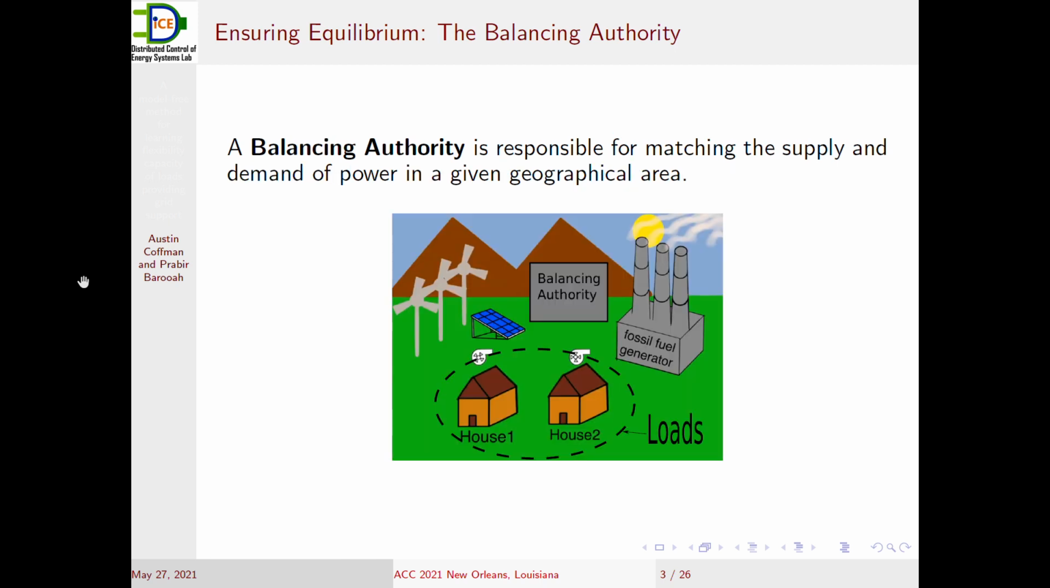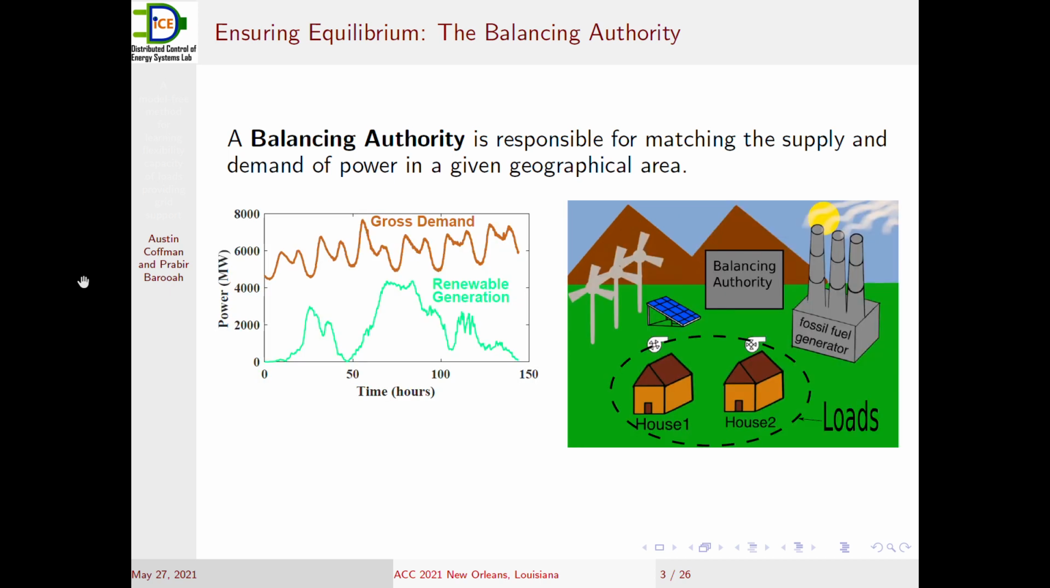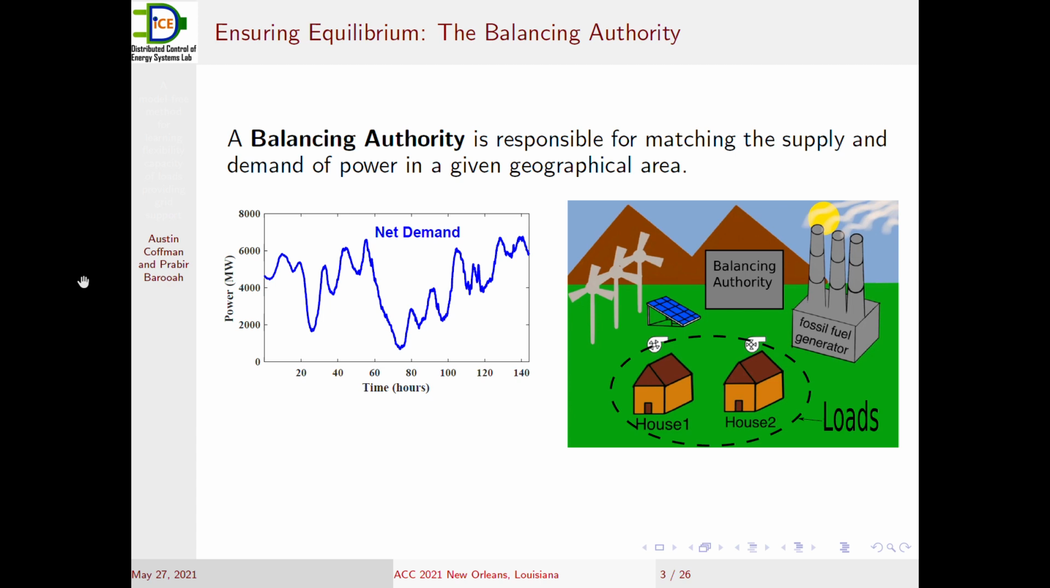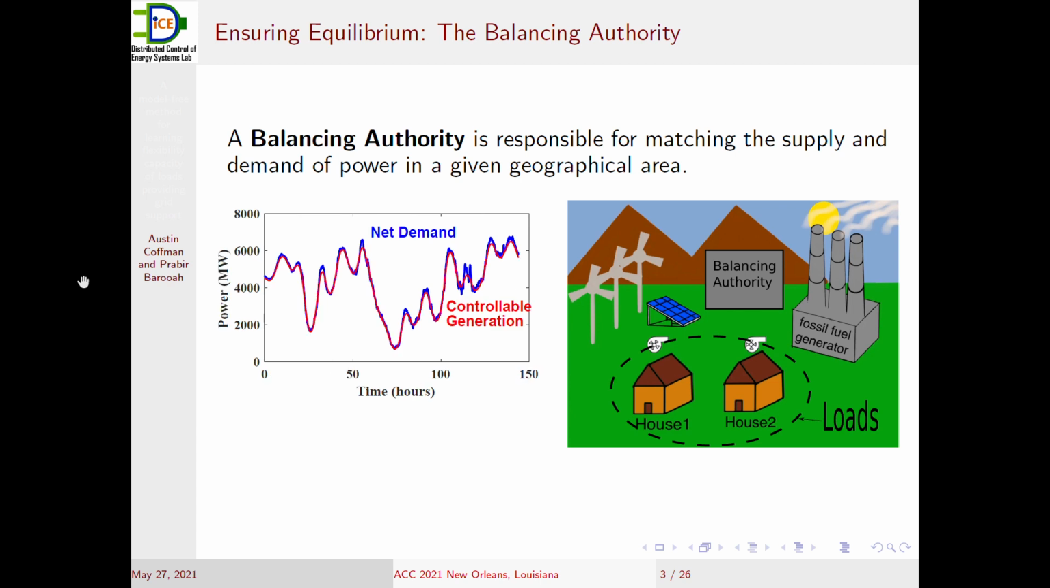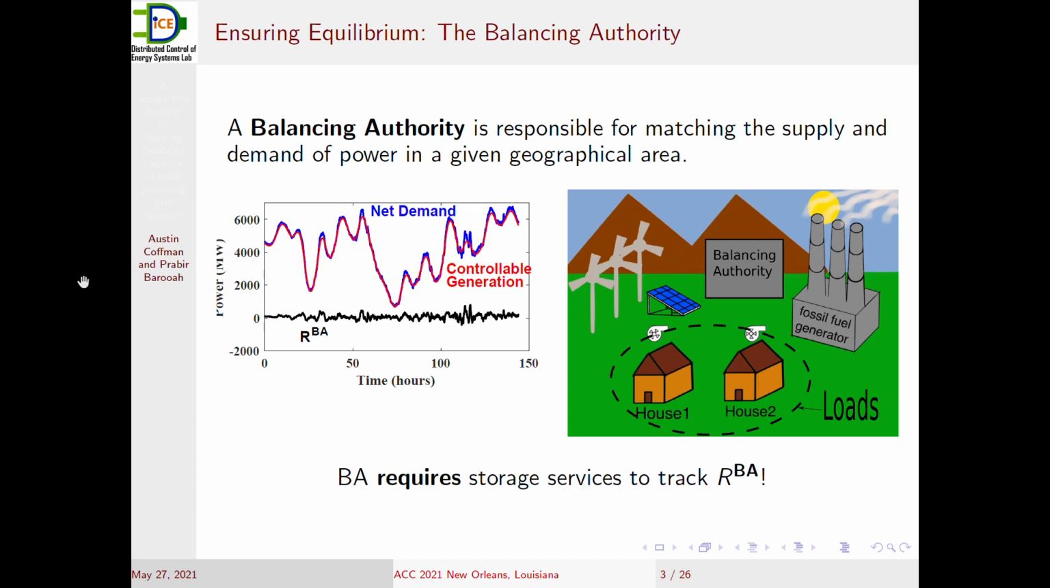To give an example, here is just a simplified geographical area to illustrate how a balancing authority might achieve this balance. First it would take the gross demand and subtract this quantity from the renewable generation. This yields net demand, and then from this the balancing authority would schedule its controllable generators to track the net demand curve. Now, it may not be possible for the generators to fully track this curve due to their operating constraints, so there could be a residual between the net demand and controllable generation. So to ensure balance in the grid, the BA is going to require additional storage type services to track RBA.